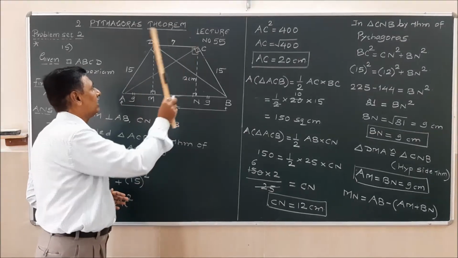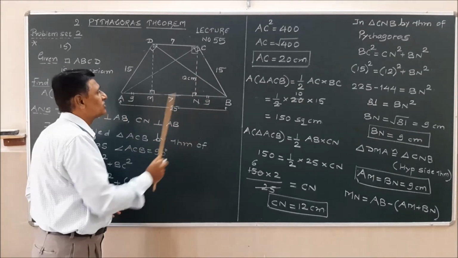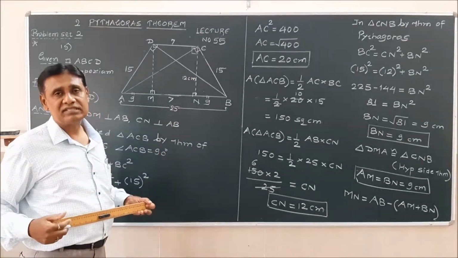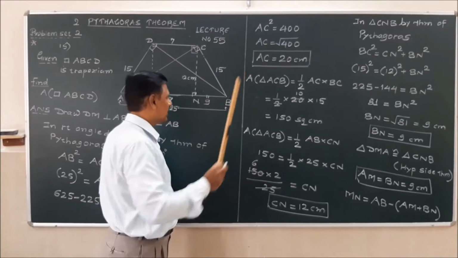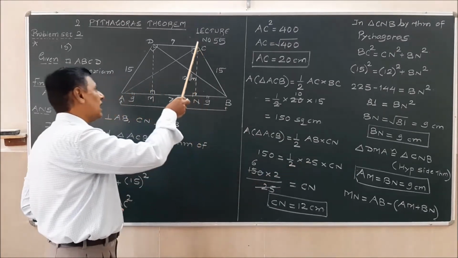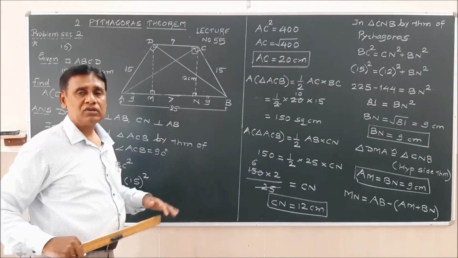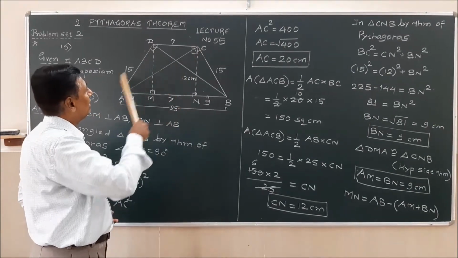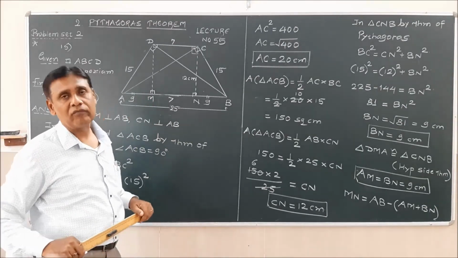First of all, I found AC, then I got the area of ABC. Now I am going to consider AB as a base and CN as a height, which will give me CN. AB I also know. AB is the base, 25, into height. Height is always drawn perpendicular on the base. This is very important to get CN. Why do we have to get CN? Because this is the distance between parallel lines, which we have to use for finding the area of the trapezium.